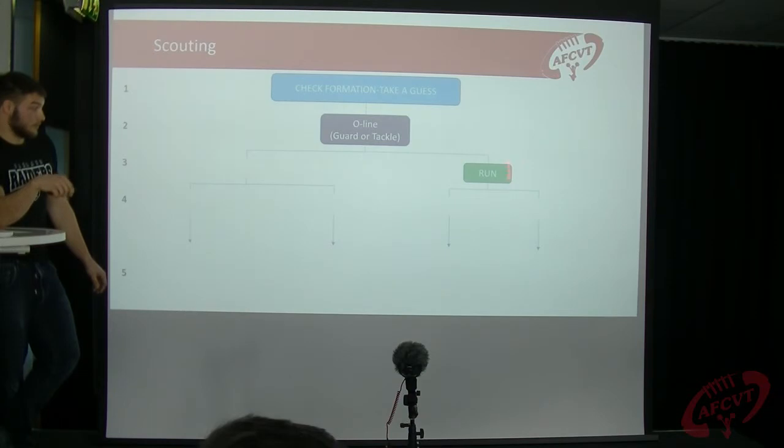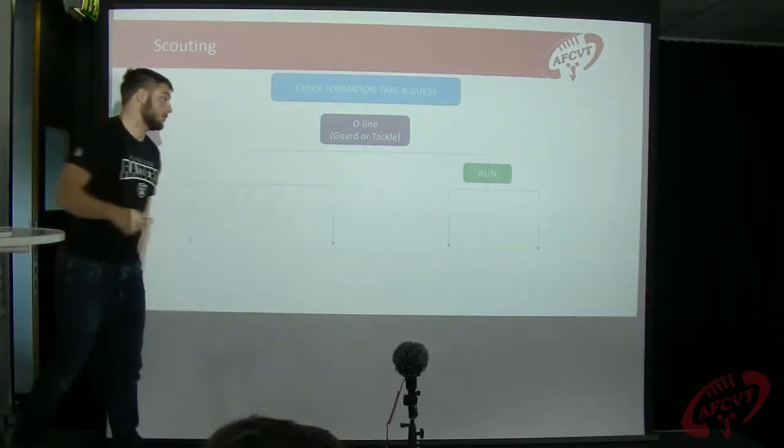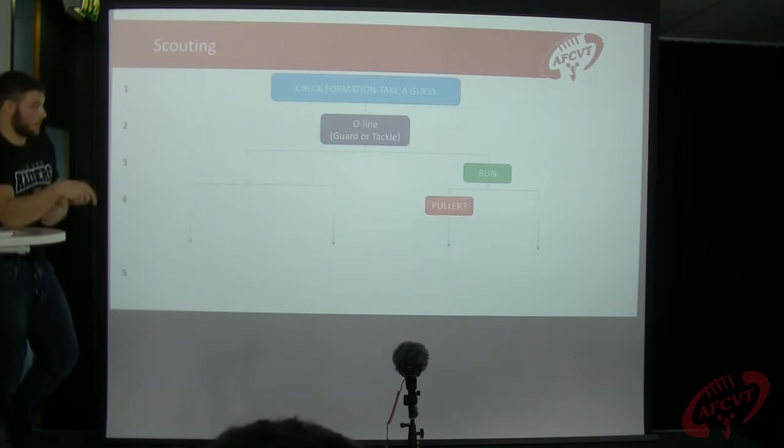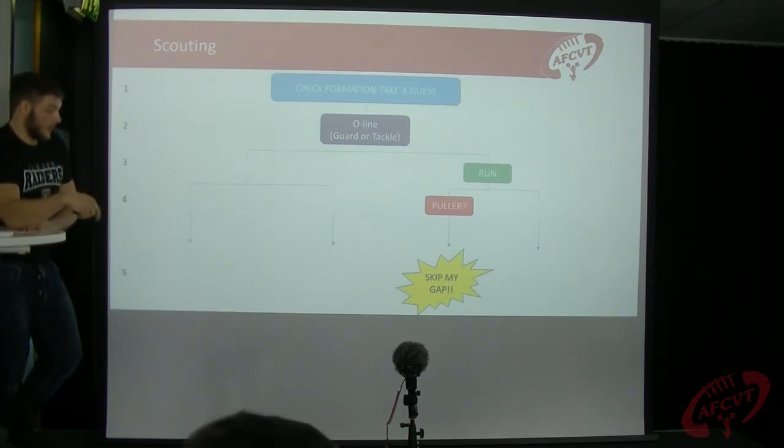And then if it's a run, the O-line runs into you, or into your D-line, and comes at you. There's one thing to think about, because pre-game you already know where you're gonna fit. But it's important if there's a puller or not, because then it changes. Because when it's a puller, I skip my gap.